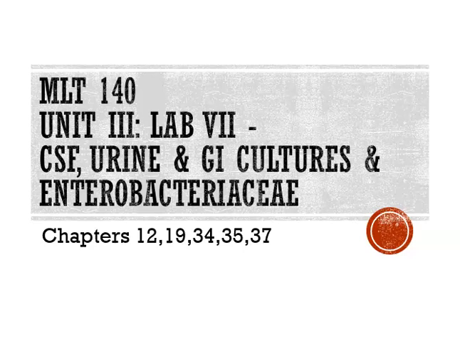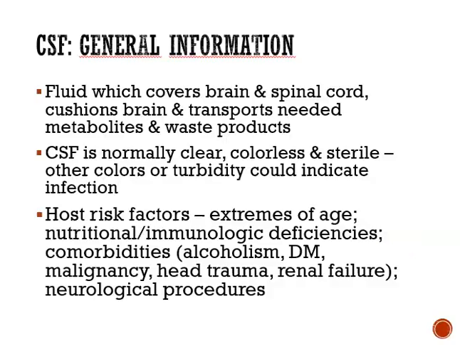So now we are starting on Unit 3. In Unit 3, we're going to be talking about a couple different types of cultures from different specimens. We're going to be talking about CSF, urine, and GI or stool cultures, and the pathogens associated with those types of cultures. And then we're also going to talk about the group or family of organisms known as the Enterobacteriaceae. So this first lecture from Unit 3 is going to cover just CSF and urine cultures.